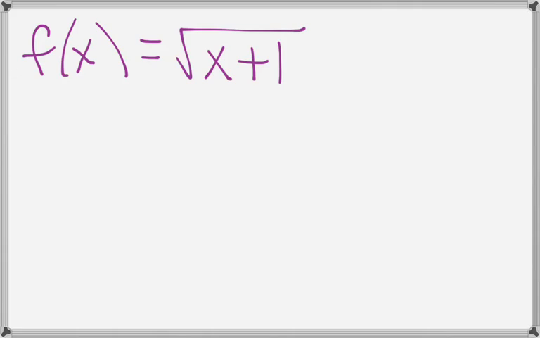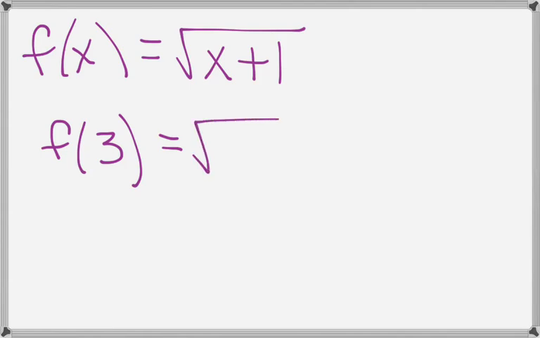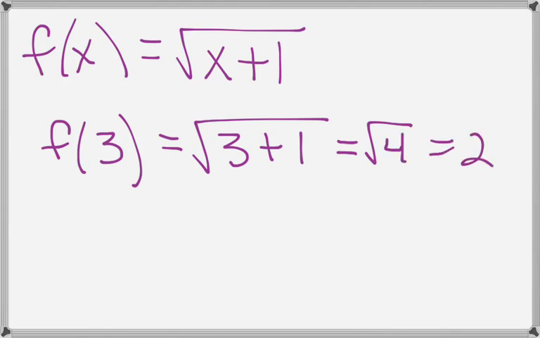So recall that if I asked you to find f of 3, that means find the output when the input is 3. So you would essentially replace x with 3. And so since the input was a number, the output is also a number. So f of 3 equals 2.